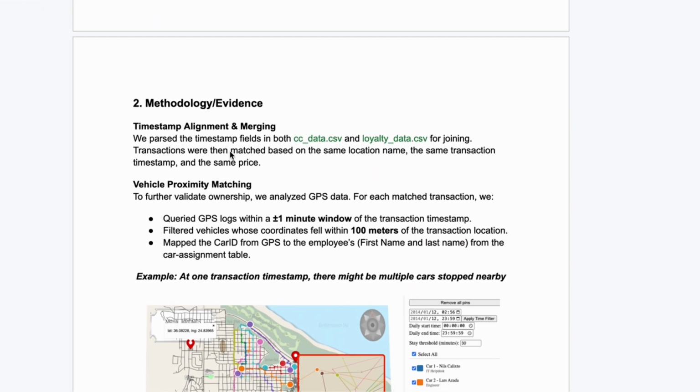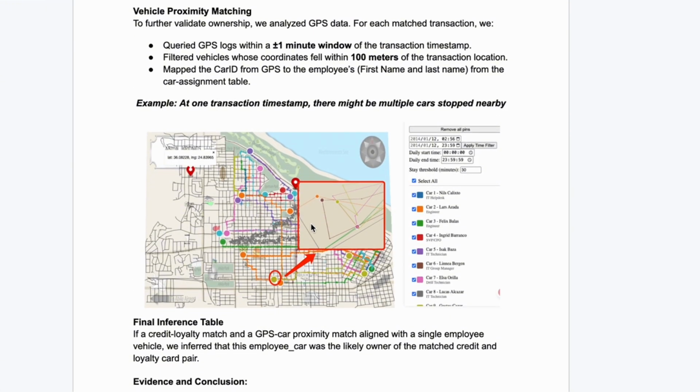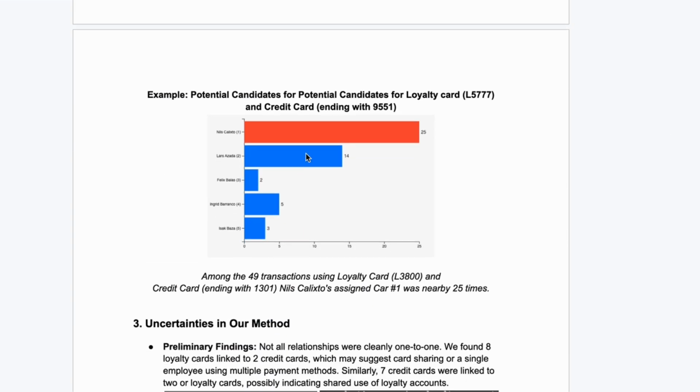This is the last data matching we do after the preliminary analysis. To double check, we cross-reference the GPS data. As you can see here, if a employee's car was within 100 meters of the location during the transaction, we took that as supportive evidence. For example, here you can see Neil Calixto. There were 25 out of 49 transactions for a specific card pair that made him a strong candidate for this loyalty card and credit card connection.